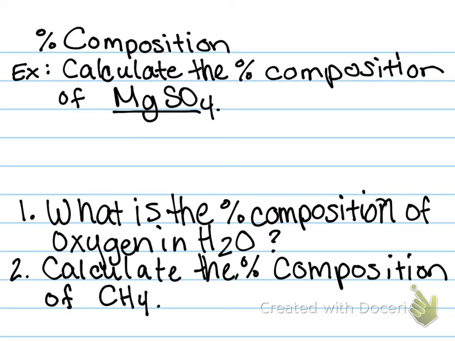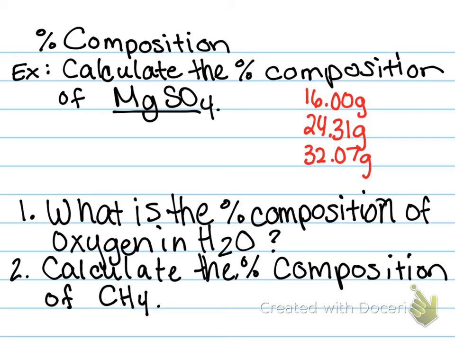sulfate. To do that, we're going to need the mass of magnesium off the periodic table, which is 24.31 grams. We're also going to need the molar mass for sulfur, which is 32.065 grams, which we can round up to 32.07 grams, and the mass of oxygen, which is 16.00 grams.